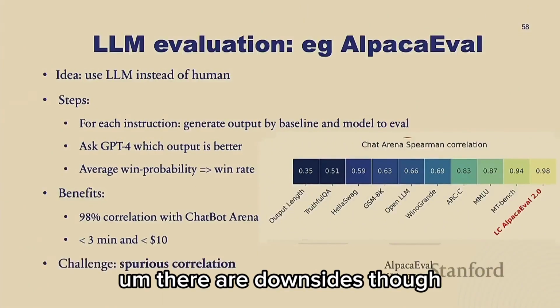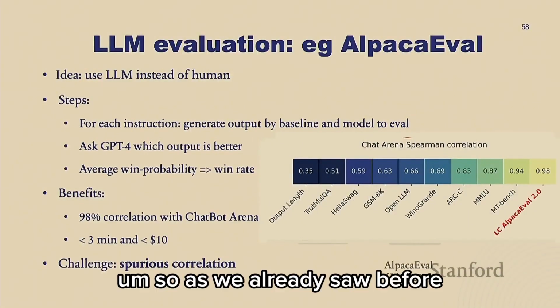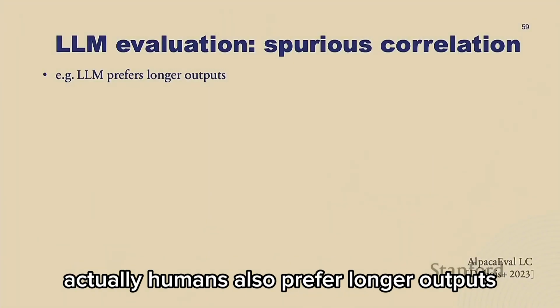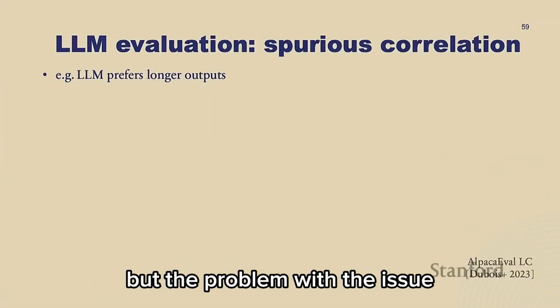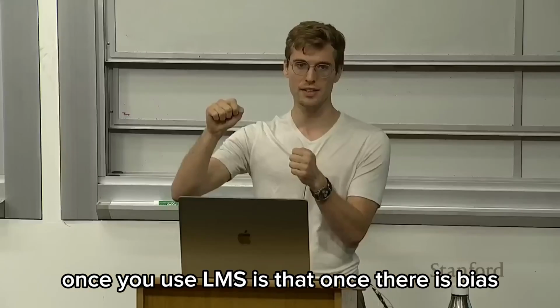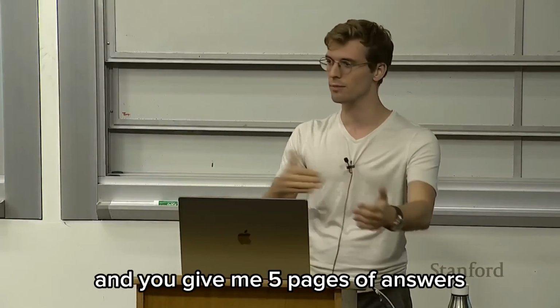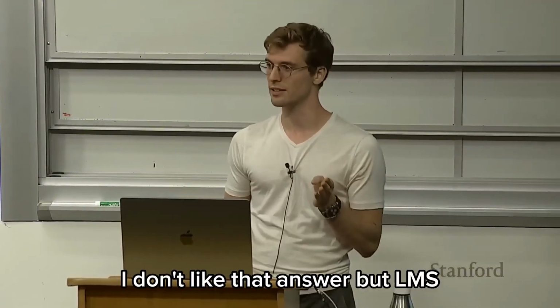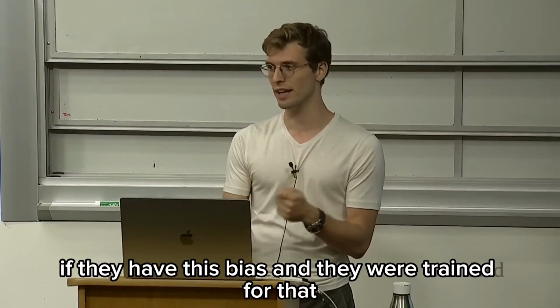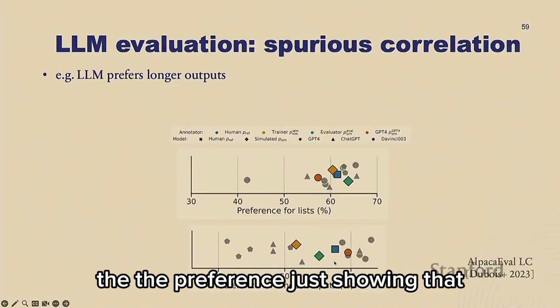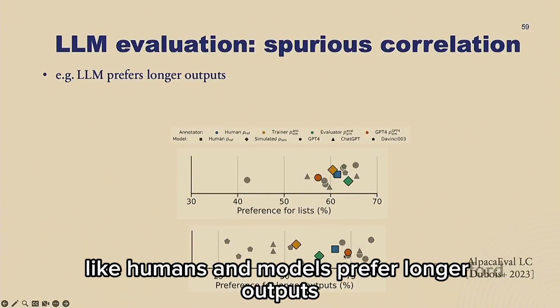There are downsides though. One of them is spurious correlations. As we already saw before, LLMs prefer longer outputs. This is one spurious correlation, not many, I'll just talk about one. Actually, humans also prefer longer outputs, but the issue with LLMs is that once there's a bias, you will continue optimizing that. Humans at some point, I can guarantee you, if I ask a simple question and you give me 5 pages of answers, I'll be like, no, I don't like that answer. But LLMs, if they have this bias and they were trained for that, will continue preferring longer outputs. So here we see the preference, showing that humans and models prefer longer outputs.